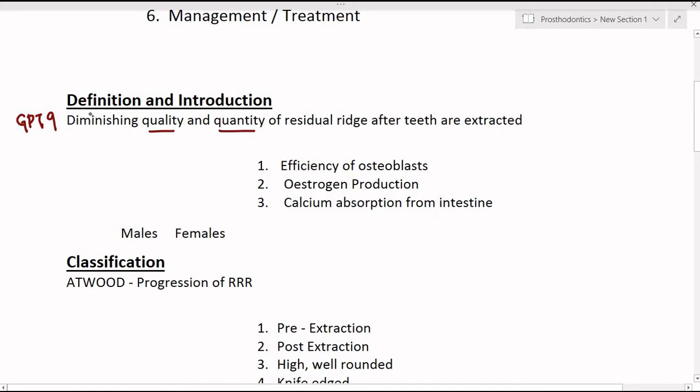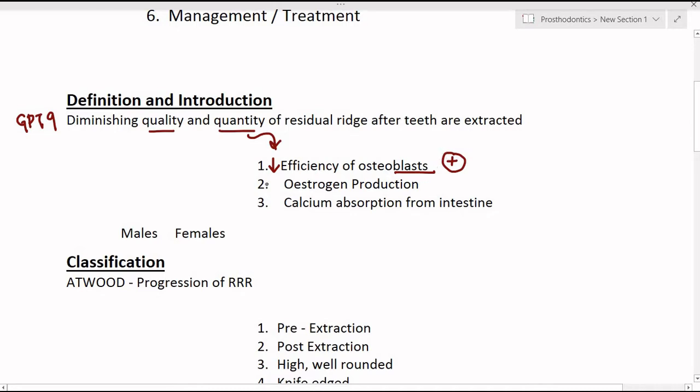This means that after we extract the teeth, there will be reduced quality and quantity of the residual ridge, that is the bone. Now, what can be the reasons for this diminishing quality? These are our 3 reasons. Firstly, there's a decreased efficiency of osteoblasts. As you know, osteoblasts are the bone forming cells. If their efficiency decreases, obviously the bone deposition will also decrease, and so will the quality and quantity.